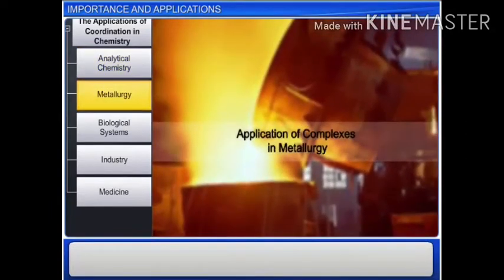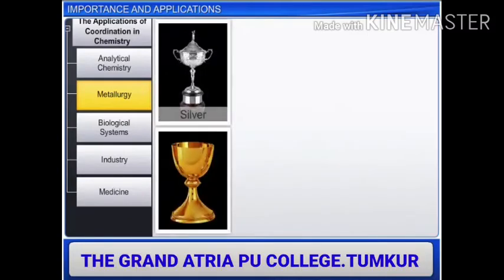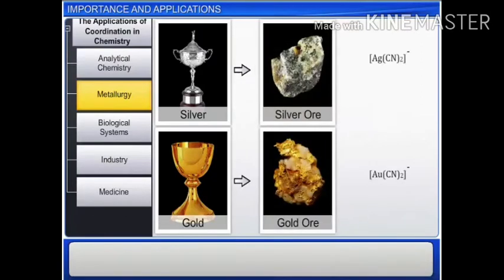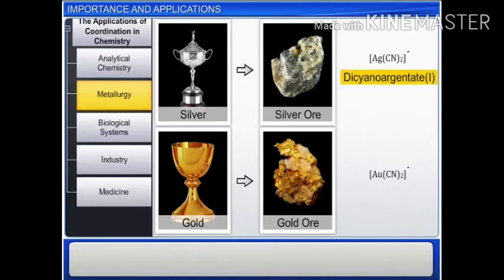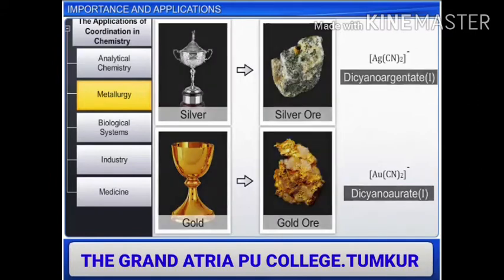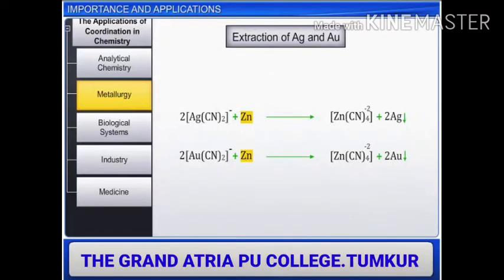Now let's see the application of complexes in metallurgy. Noble metals like silver and gold are extracted from their ore by the formation of cyanide complexes, dicyanoargentate 1 and dicyanoaurate 1. The metals are displaced from the complex in the solution by zinc.